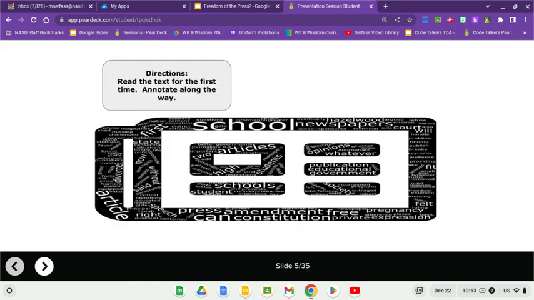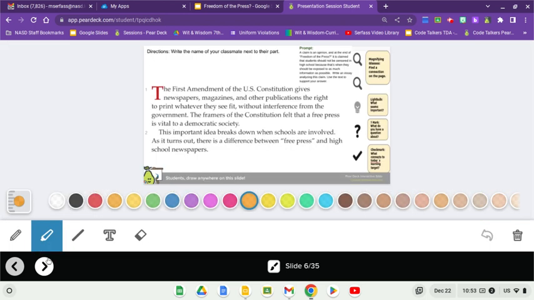So, slide 5. Let's go ahead and get started on the article that this word cloud was representative of. All right. We can draw on it too. How fun. So, the First Amendment of the U.S. Constitution gives newspapers, magazines, and other publications the right to print whatever they see fit without interference from the government. The framers of the Constitution felt that a free press is vital to a democratic society. This important idea breaks down when schools are involved. As it turns out, there is a difference between free press and high school newspapers.